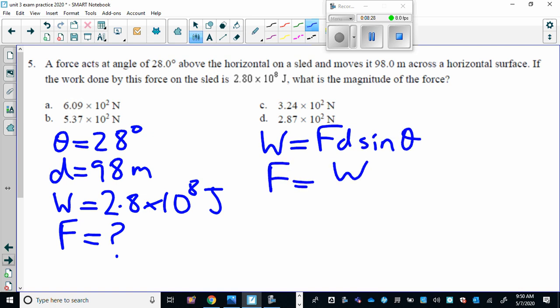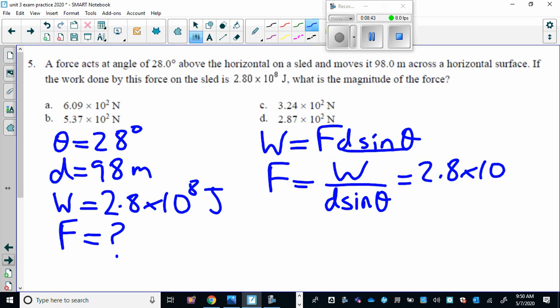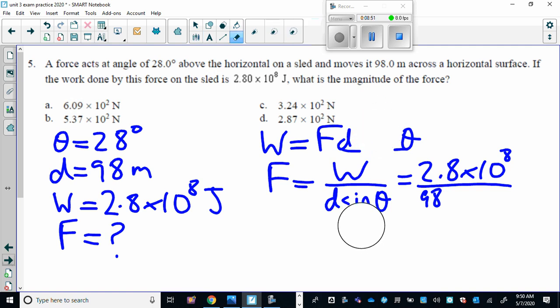F equals W divided by D sine theta. Let's take the D and the sine theta, divide both sides, and then just plug in the numbers. I don't know why I wrote sine, it's cosine, oopsie. I know why, it's because in Physics 30, I'm doing a very similar formula that has sine, so sorry about that. It's cosine theta.